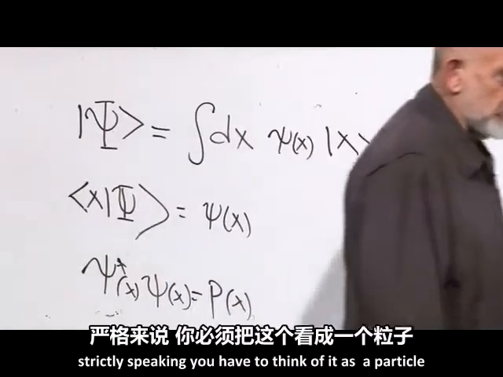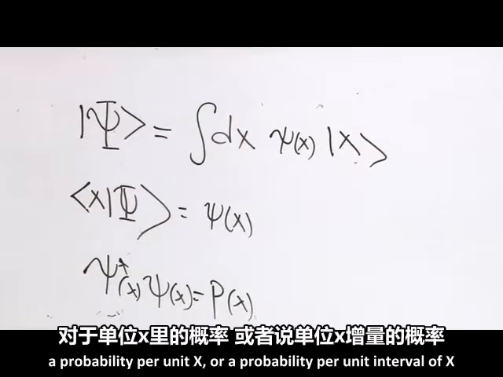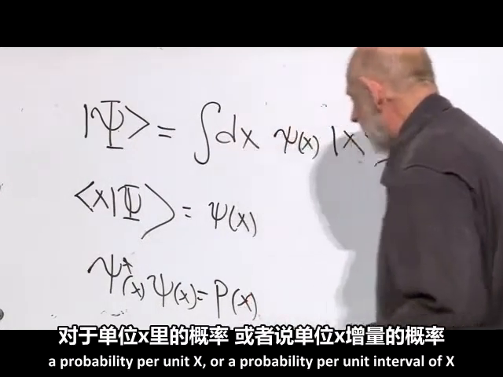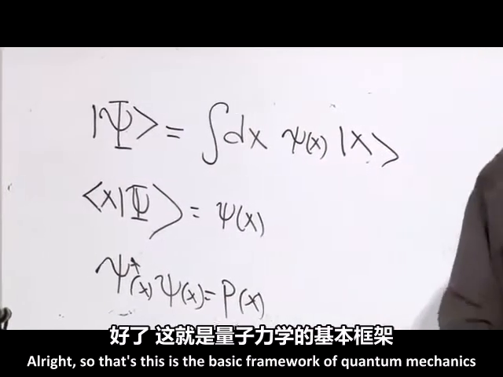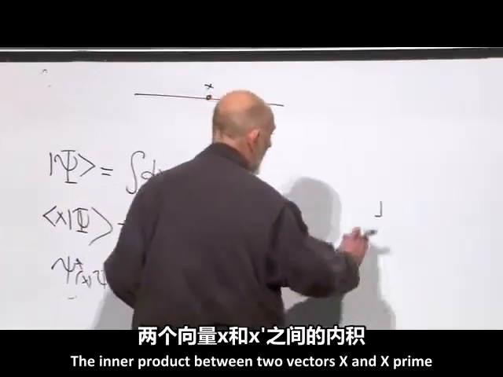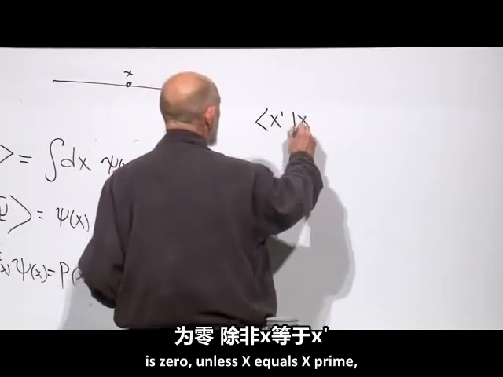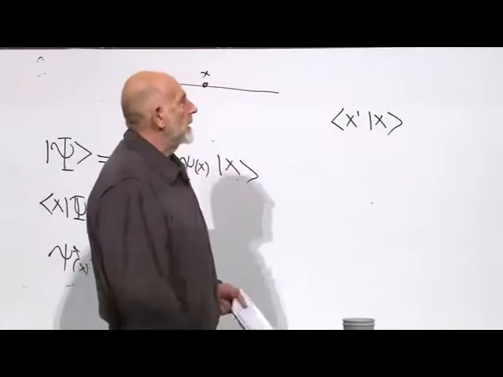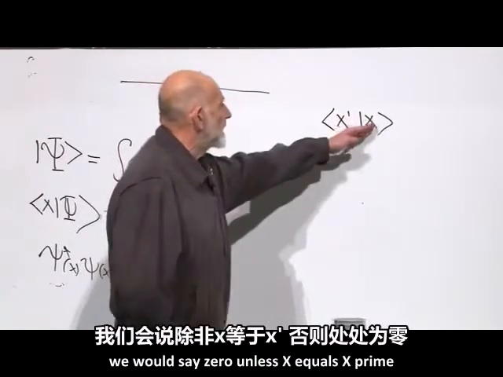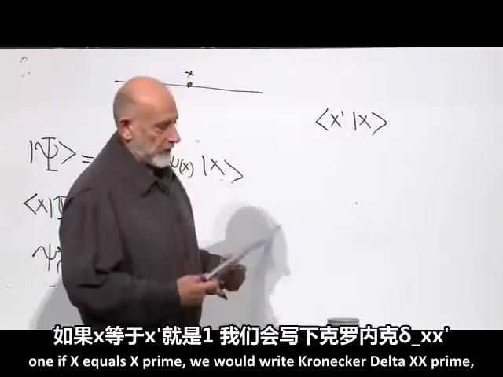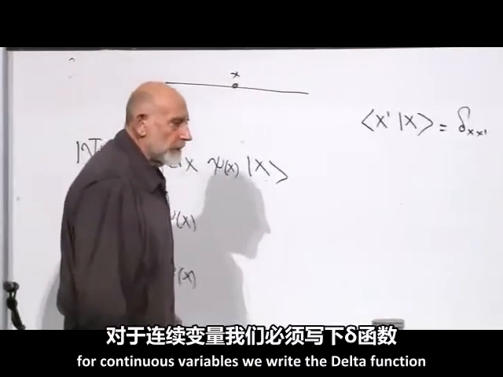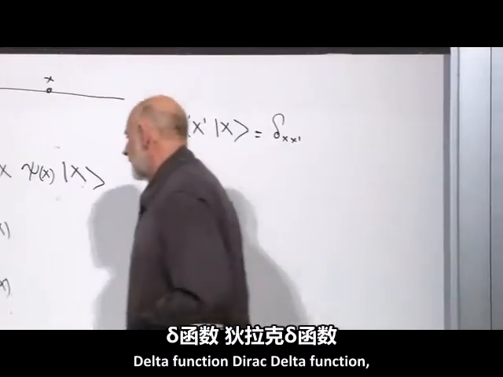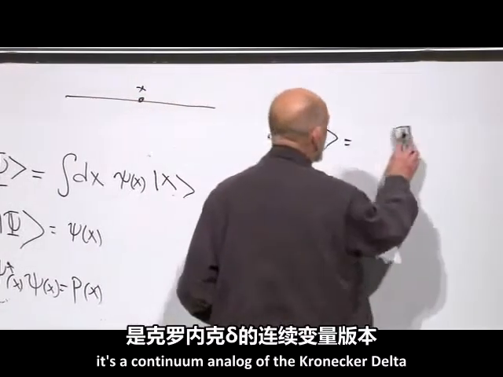Now, strictly speaking, we talked about it last time, you have to think of it as a probability density, a probability per unit interval in x, but you know how to take that into account. All right, so this is the basic framework of quantum mechanics just being repeated except for a continuous variable. The inner product between two vectors, x and x prime, is 0 unless x equals x prime. And if these were standard discrete variables, we would say 0 unless x equals x prime, 1 if x equals x prime. We would write Kronecker delta. But that's not helpful for continuous variables. For continuous variables, we write the delta function, the Dirac delta function.